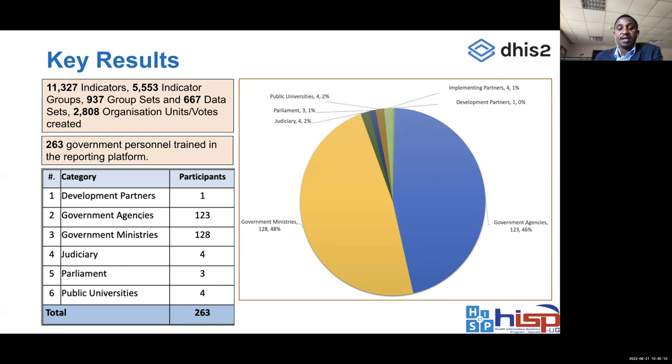development partners, close to 123 government agencies represented, and then government ministries, 128, the judiciary and parliament, and then public universities. So this is a government-wide initiative and also covers quite a really large scope in terms of training. This chart is a summary of the numbers that we see here. And by and large, you can see that the government MDAs still take up a larger part of participation, ownership, and reporting.